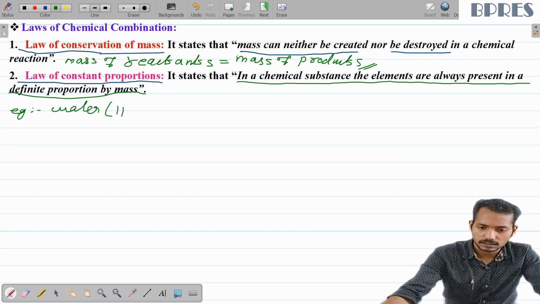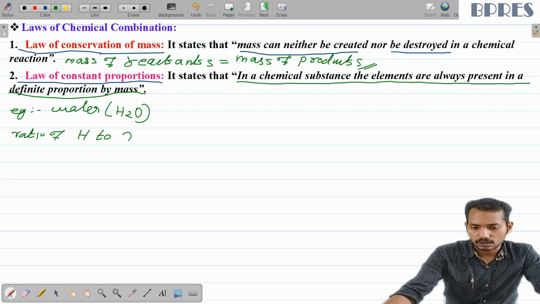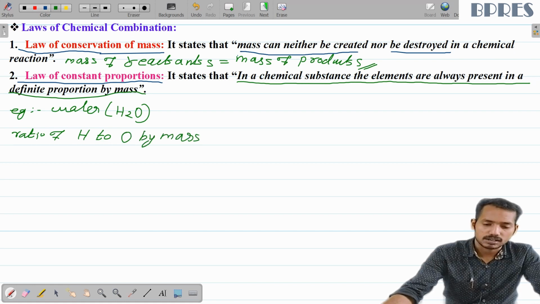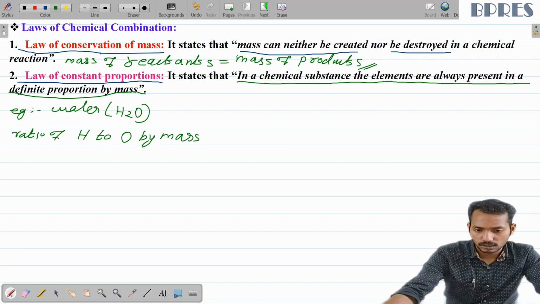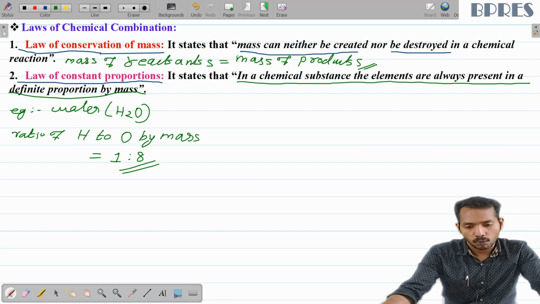What is water? We know its chemical formula already, that is H2O. So the ratio of hydrogen to oxygen by mass, that means the ratio of the mass of hydrogen to the mass of oxygen in water, is equal to 1:8. That is fixed irrespective of the source of water. From whatever source the water comes, this will be the ratio.